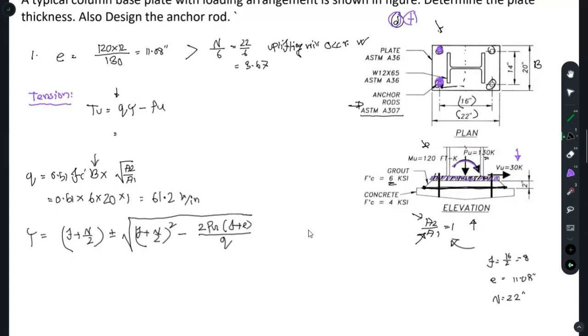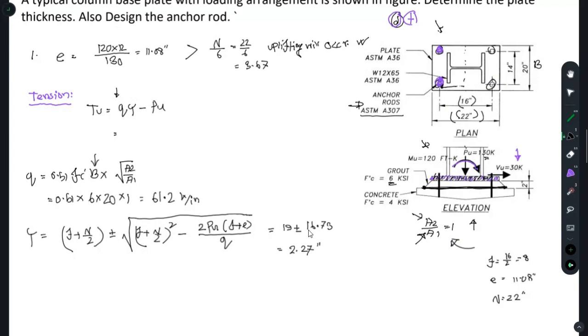Sorry, 22. So from there, if you put all the values right over here, and you have a load of PU value of 130, if you put all the values in these equations, you will get a value like this: 19 plus minus 16.73. If you consider plus, you will get a bearing length that would be more than 22. But your bearing length cannot be greater than this n value, that is 22. So you'll not consider the positive one. You'll consider the negative one.